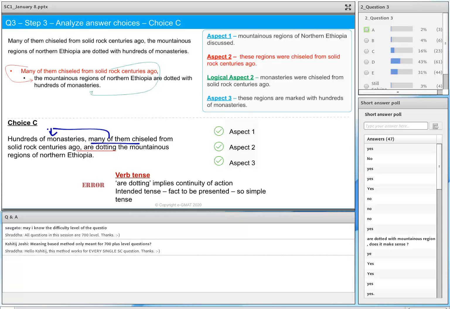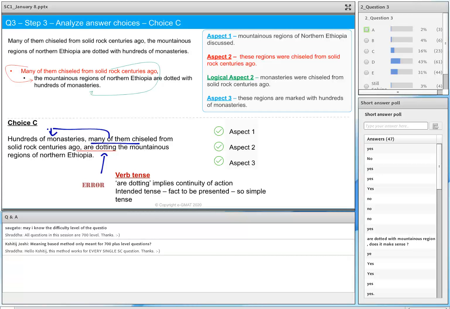Okay, so now that my logic falls in place in choice C, I'm going to take a closer look and see what's going on in choice C. Now, choice C also has a grammatical error. Although it has fixed my logical error, you can call it a grammatical error or a logical error, both can be accepted here. "Are dotting." Hundreds of monasteries are dotting the mountainous regions.